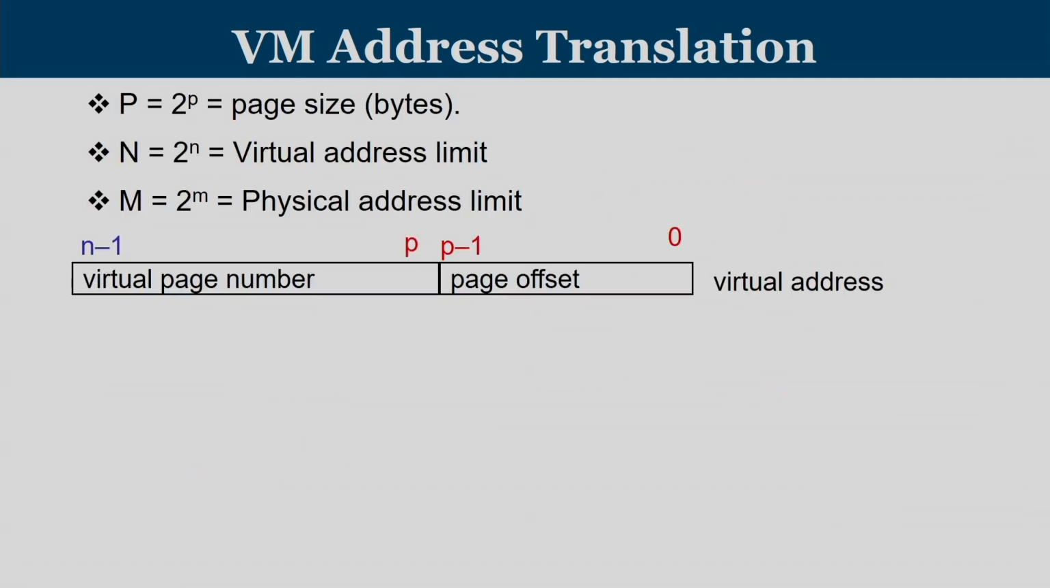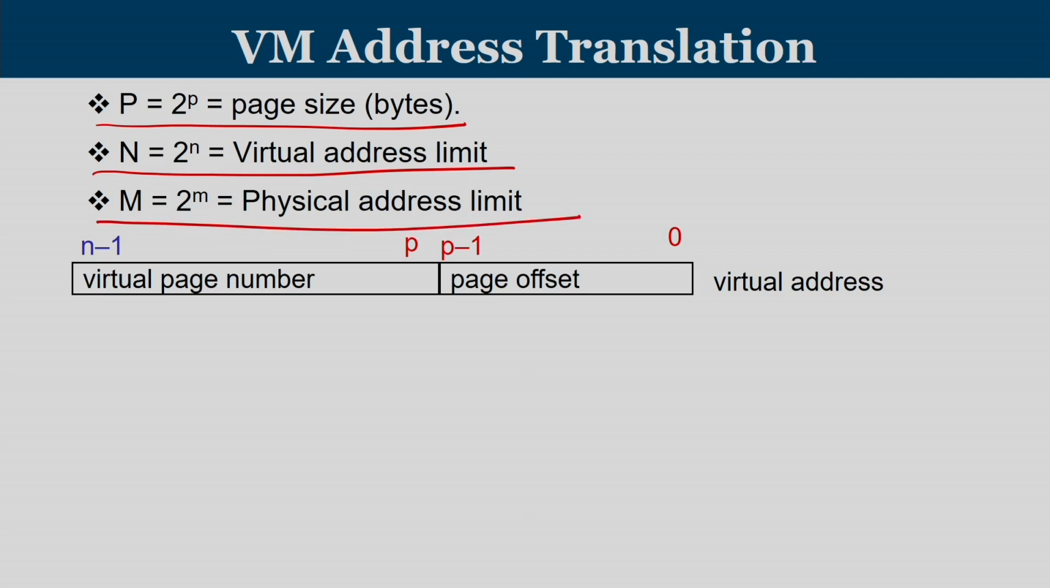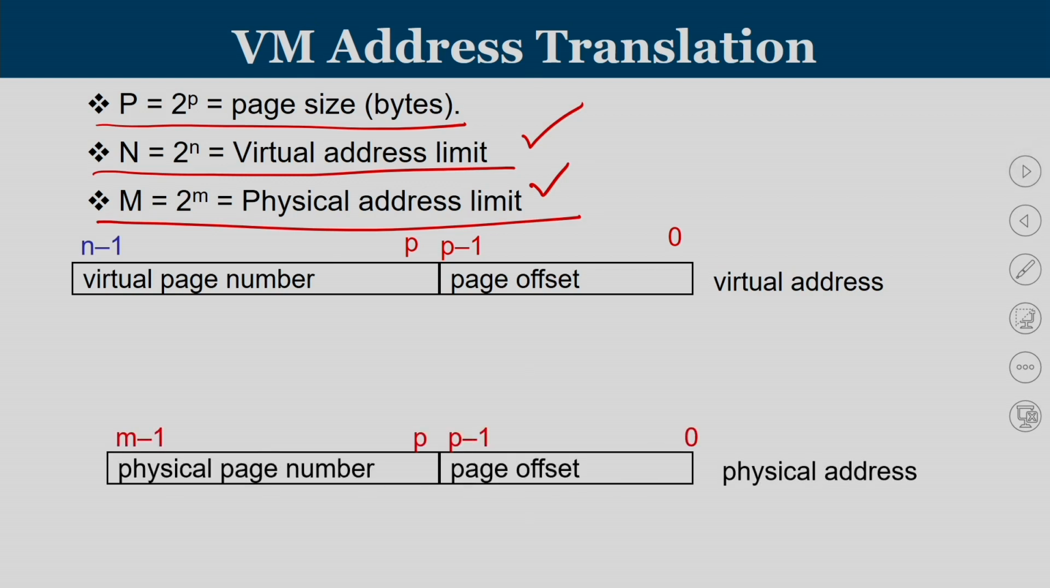Now we will try to understand the translation process a little bit further. Let us say I have a page size equal to 2 power p, which can be defined by capital P, a virtual address of n bits and a physical address of m bits. So the virtual address can be represented using n bits, where I have 2 power n virtual address locations and 2 power m physical address locations. Once you get a virtual address, you have a virtual page number and a page offset, and then you have a physical page number. From virtual address to physical address, there is a translation process involved.